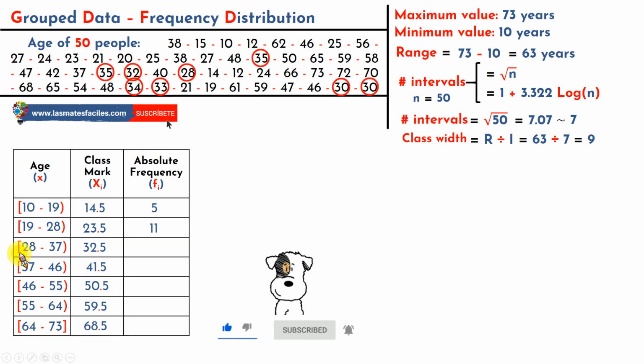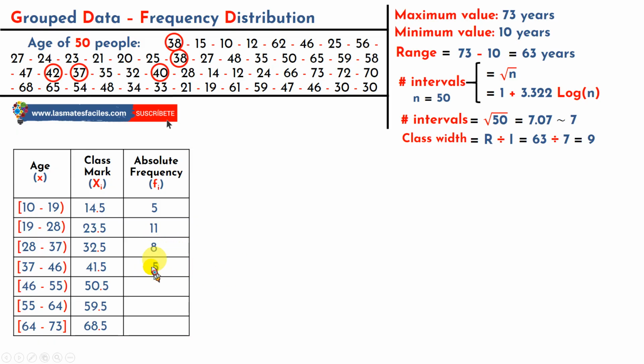The next interval between 28 and 37 has 8 people. I analyze the next interval. There are 5 people. Here I have another 8 who are 46 or older but younger than 55. There are another 6 between 55 and less than 64. And finally there are 7 between 64 and 73, including 73. I can calculate the sum of the absolute frequencies and it must be 50. If I get a different number, it means something is wrong and I need to count again.